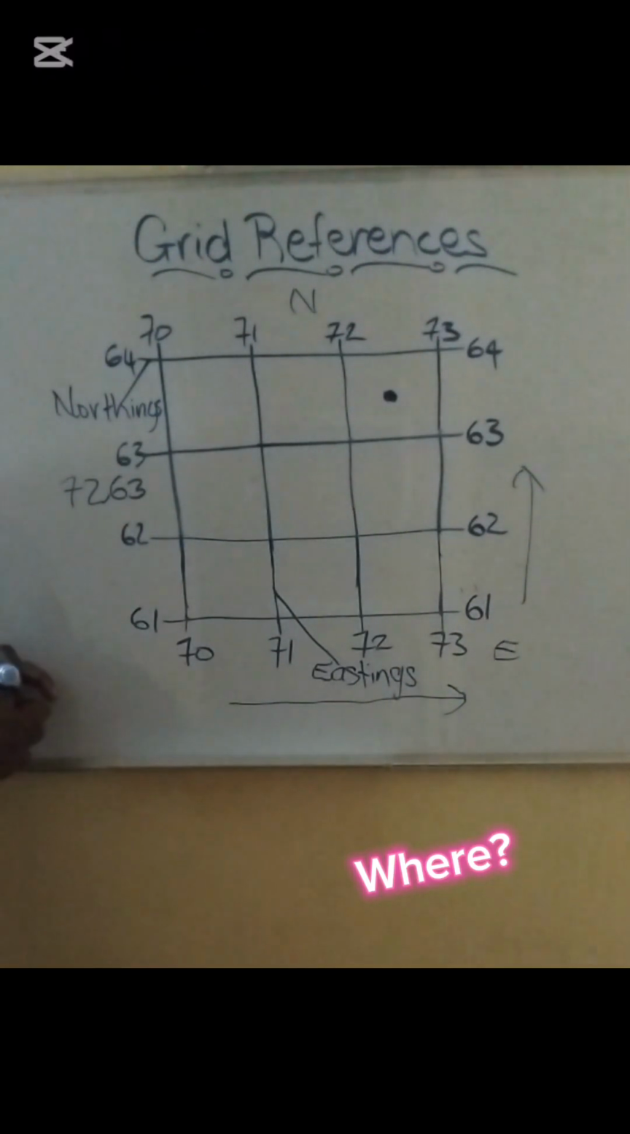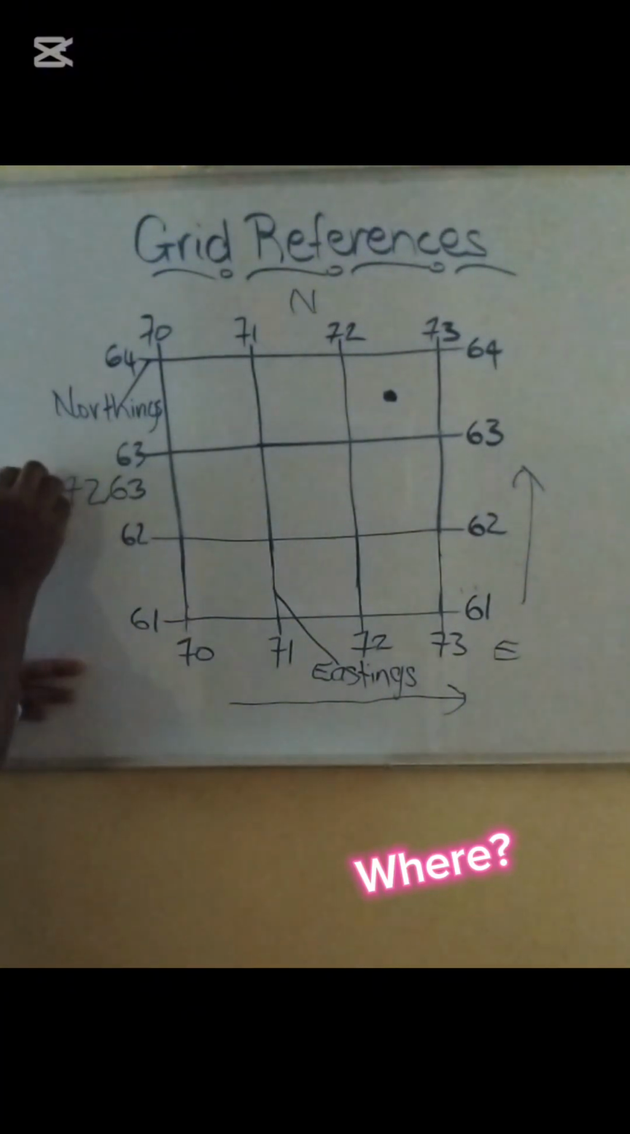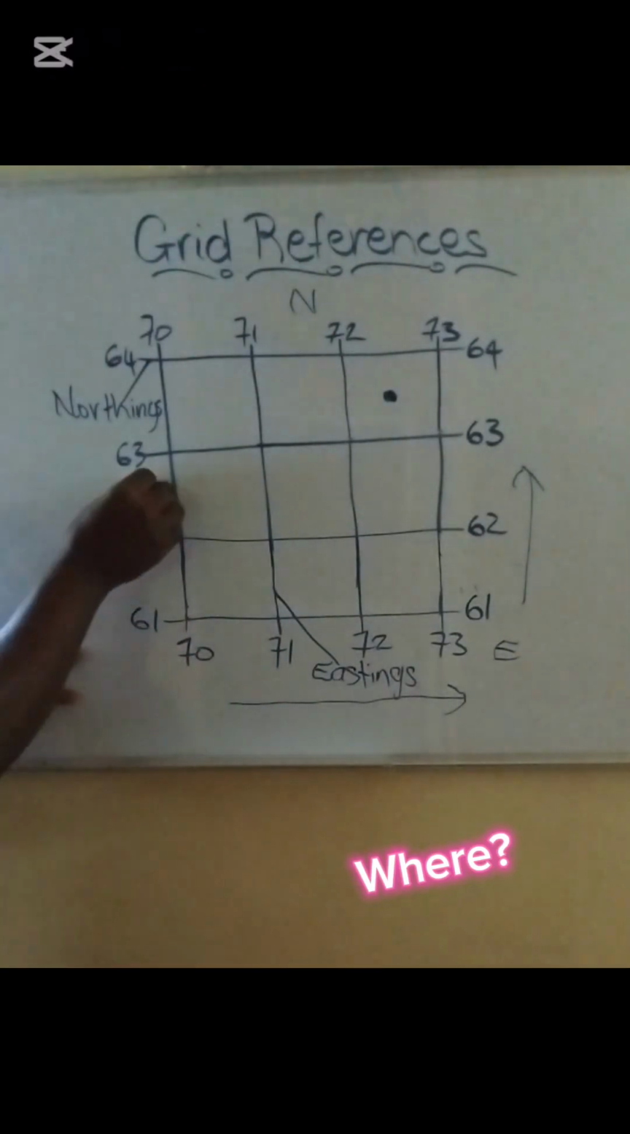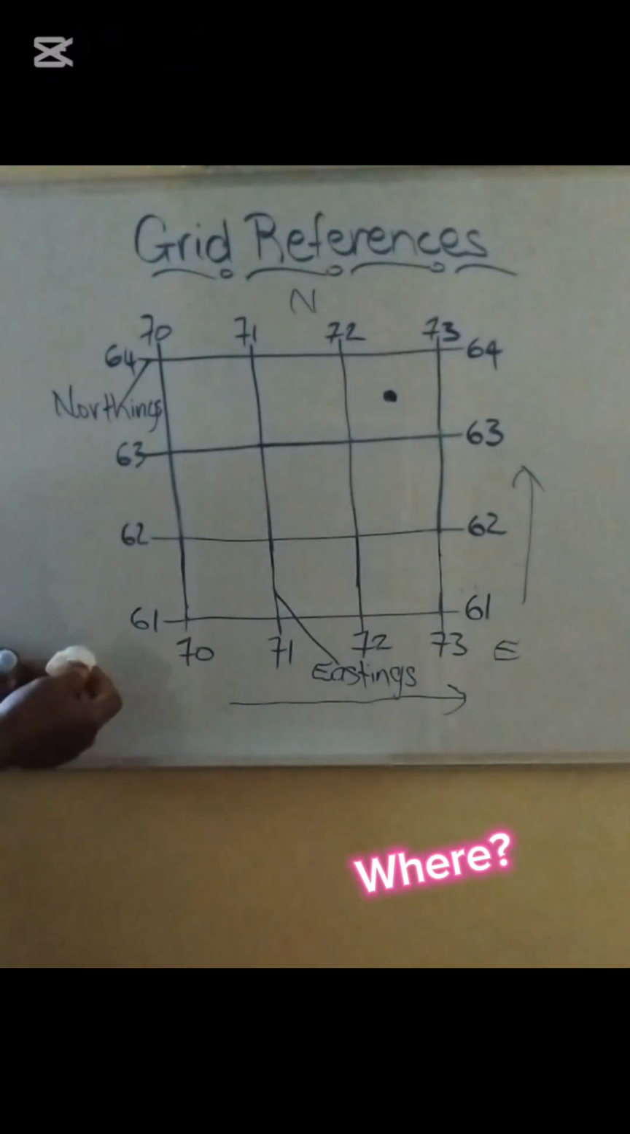So if someone wants to give you the location for something or a place on a map, they can give you a 4-figure grid reference or a 6-figure grid reference. And you know in CSEC, you're going to be getting an item like this, okay?